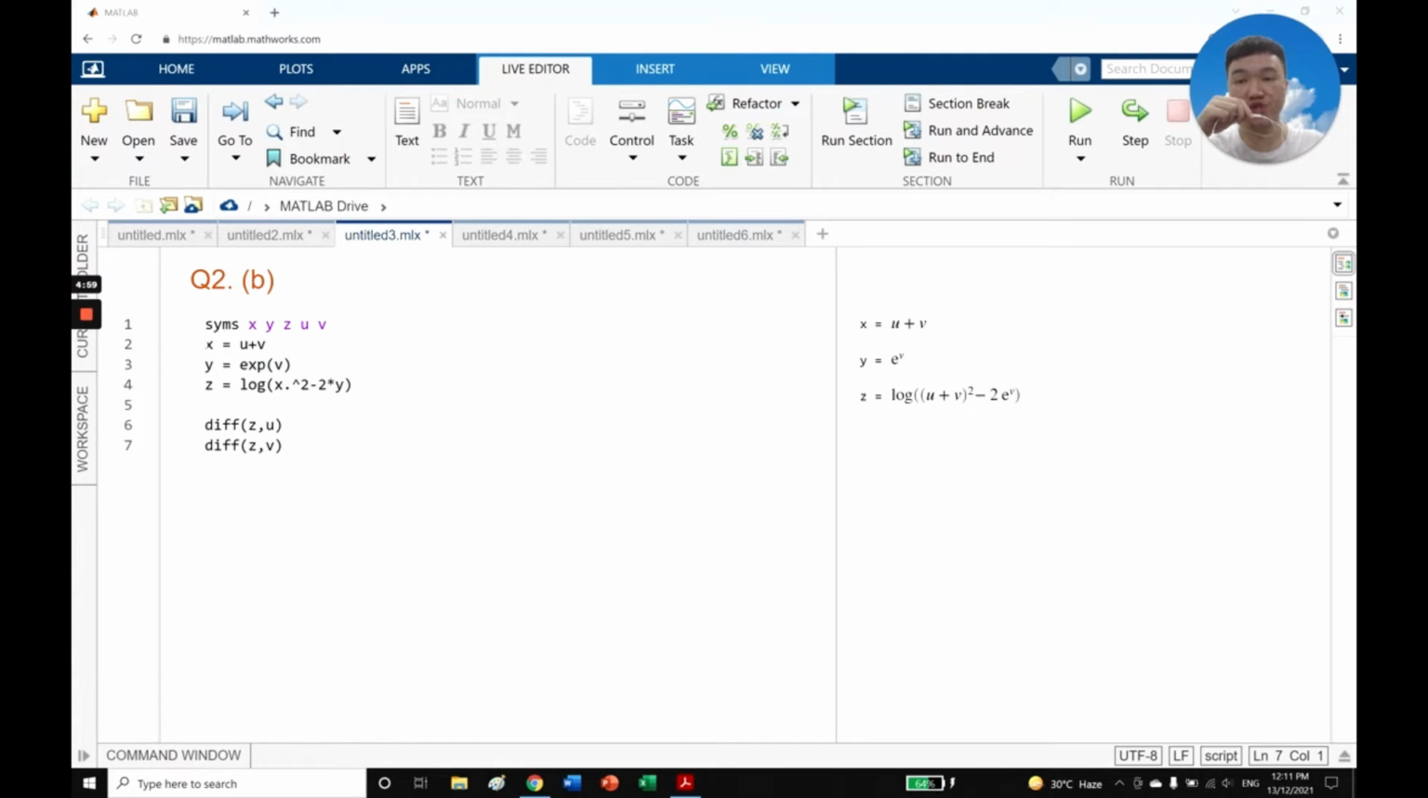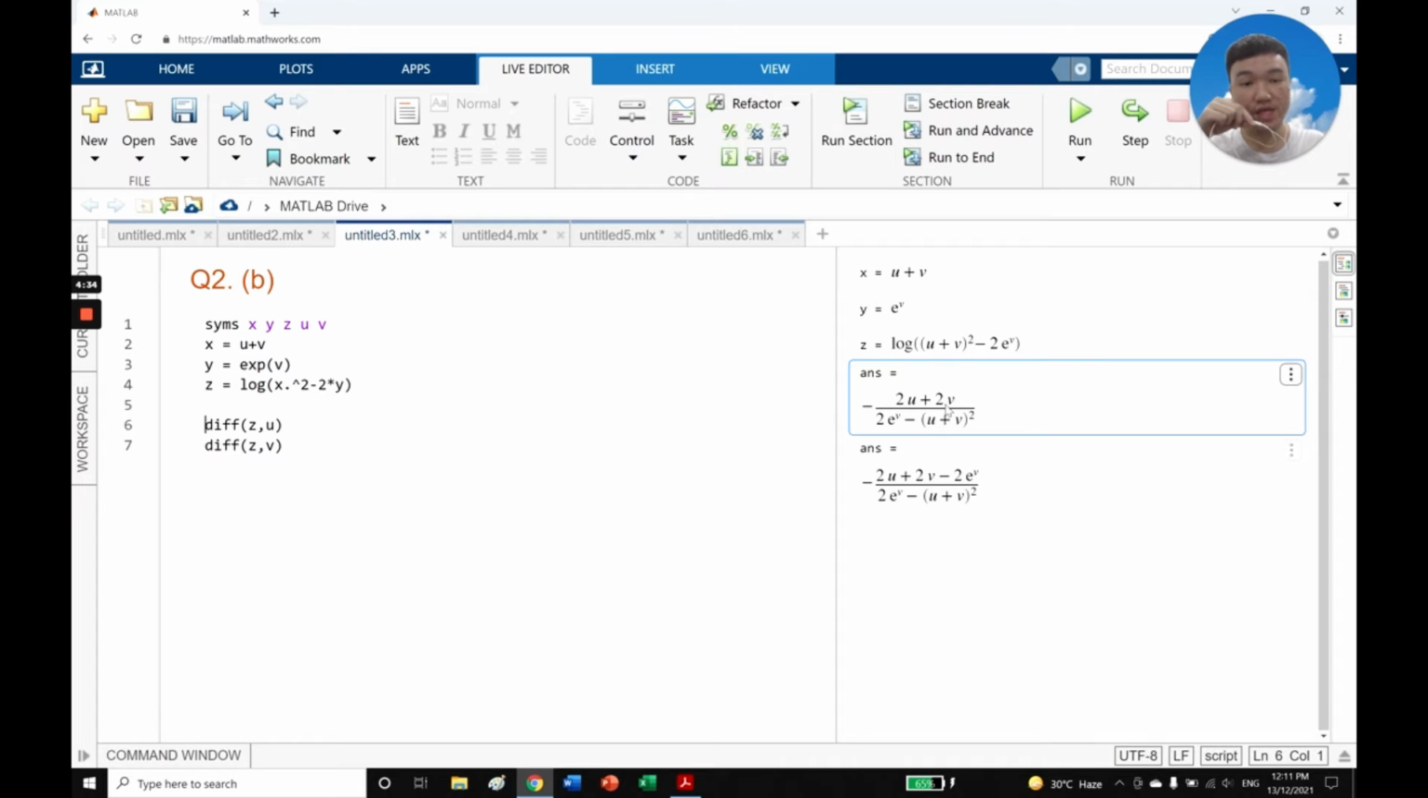Next, for question 2, part B, we need to find the first partial derivatives del z del u and del z del v, and we are given the equations x equals u plus v, y equals exponential v, and z equals log x squared minus 2y. We have listed down all the equations present in the question, where differentiation of z with respect to u is del z del u, and differentiation of z with respect to v is del z del v. We run the code, obtain the output for del z del u and del z del v, and it is the same as our handwritten calculation.